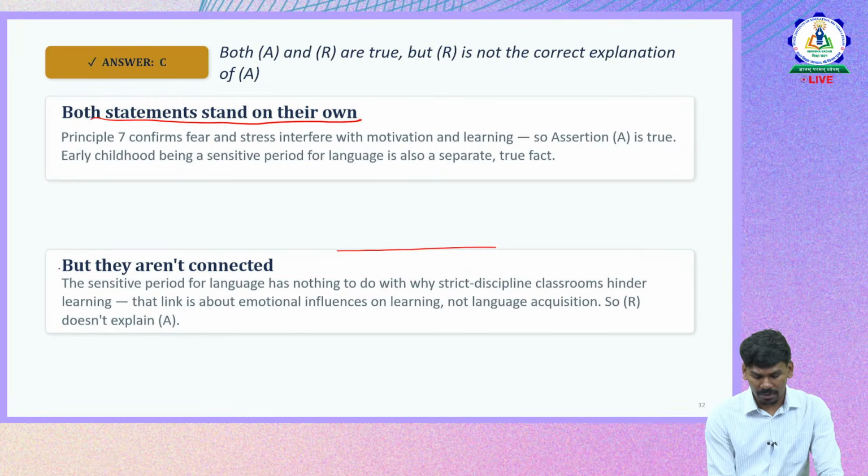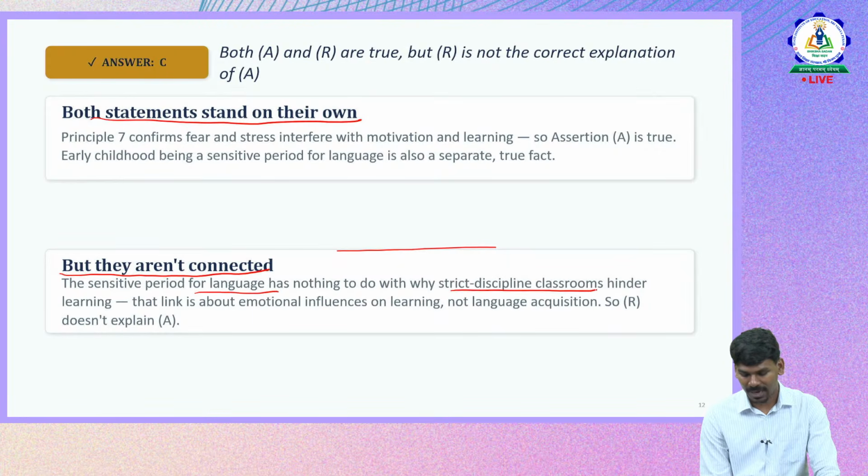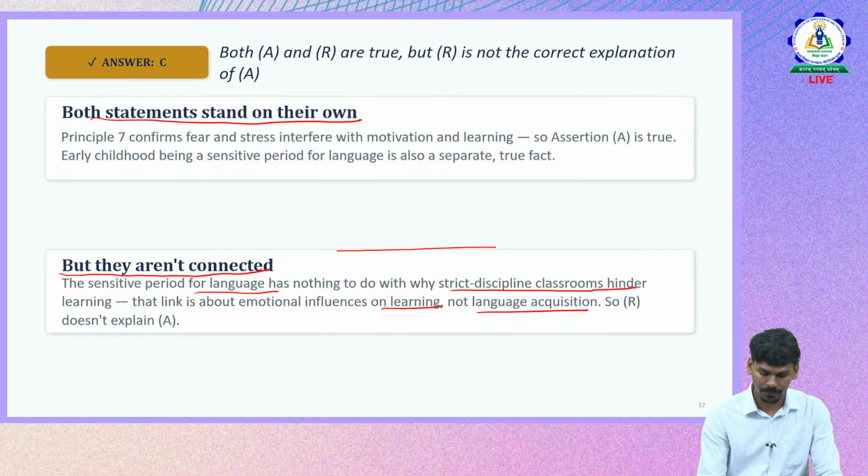So, when we see both are not connected, the sensitive period of language has nothing to do with strict classroom discipline that hinders learning. The link is about emotional influences on learning, not language acquisition. So, the reasoning does not effectively explain the assertion.